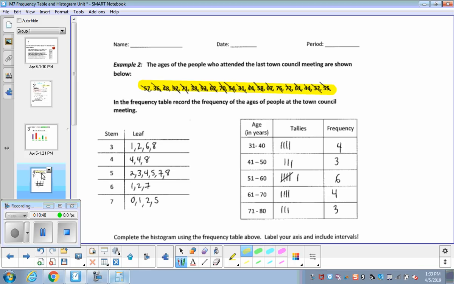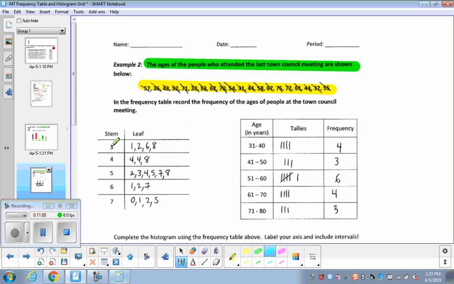Now with this next example, we do actually have the data, so we might be able to answer questions like that. Now let's talk about what we're looking at. We're looking at the ages of people who attended the last town council meeting, and they're shown below. Now, one of the skills that you're going to have to develop is to take the data and organize it into this stem and leaf plot.